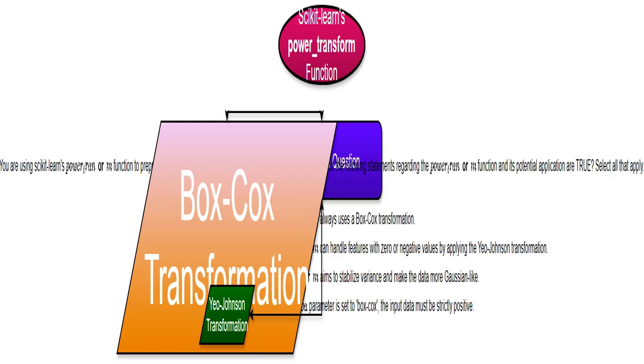The box-Cox transformation is one of the power transformations available in Scikit-learn's _power_transform. It's a mathematical transformation designed to stabilize the variance of a dataset and make it more closely resemble a normal distribution. Important note: this transformation only works with strictly positive data.